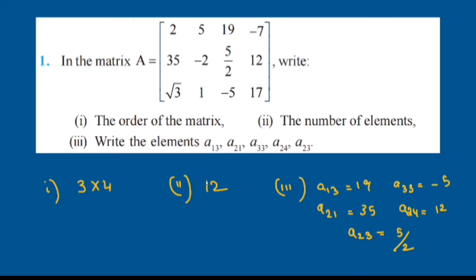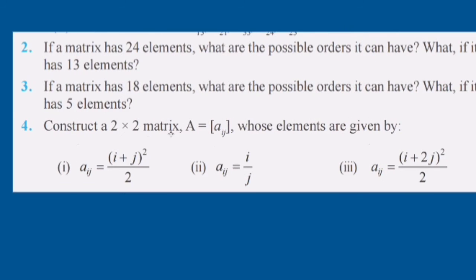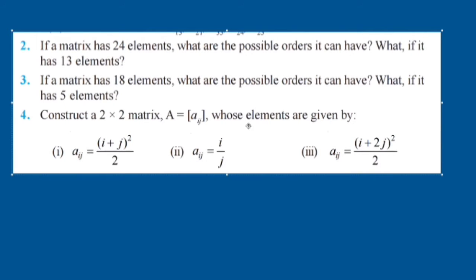5 by 2. If a matrix has 24 elements, what are the possible orders you can have? If a matrix has 24 elements, you can have 1 into 24, a 1 by 24 matrix, isn't it? Or you can have 2 and 12. So rectangular matrix. Matrix is a rectangular array of numbers. So all the possible dimensions you should give.